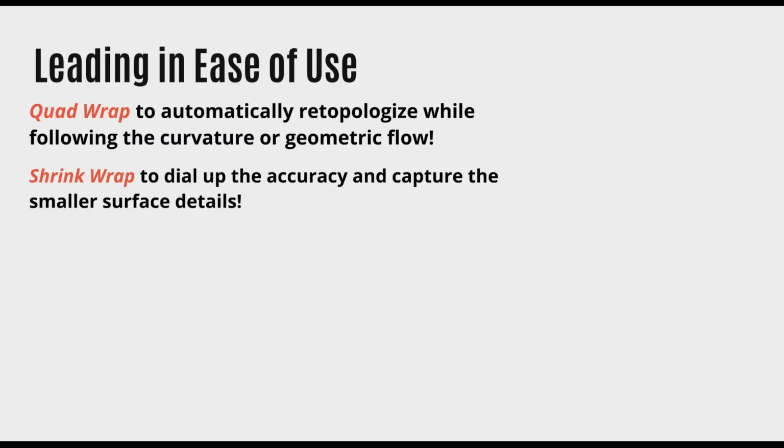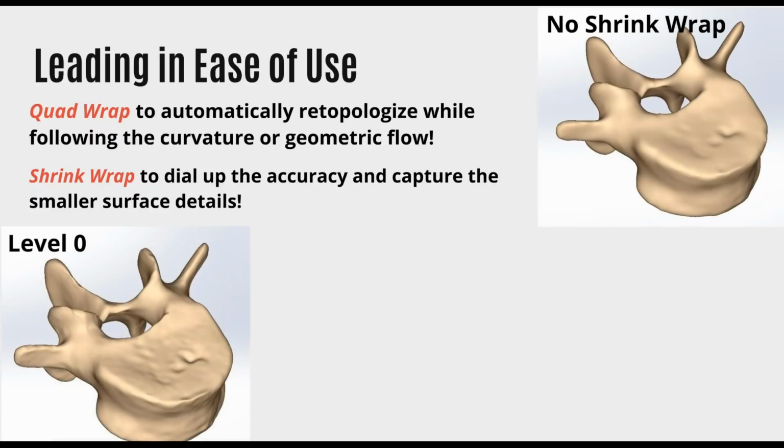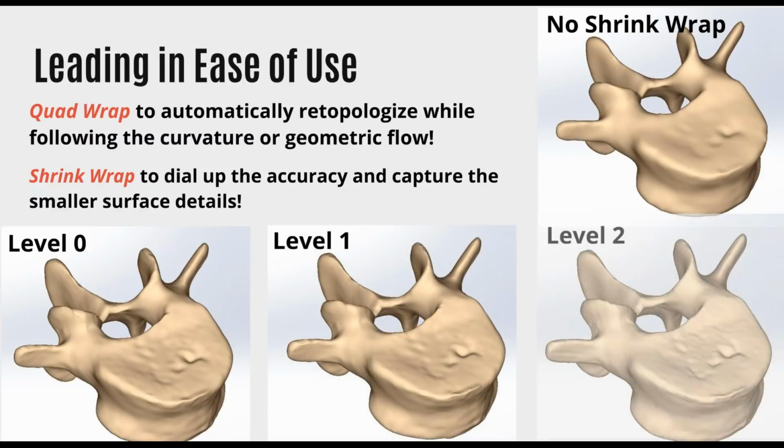When we combine quad wrap with shrink wrap, which is sort of a patented technology that we have, we're able to bring out the finer details in the mesh. For example, with no shrink wrap, I believe at 2%, that is what the model looks like. When we apply one level of shrink wrap, we start picking up some of the detail in this particular model. And if we go up to higher levels, you can see we're picking up a lot of the surface detail at level 2.